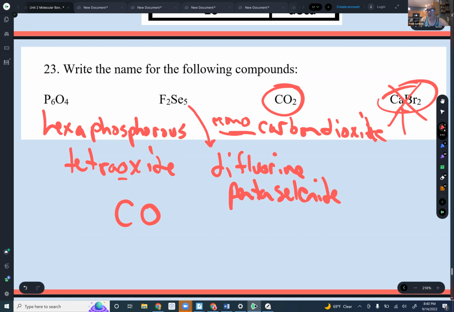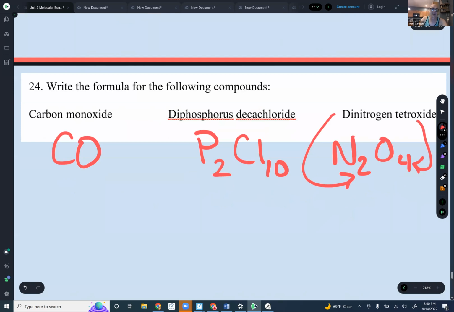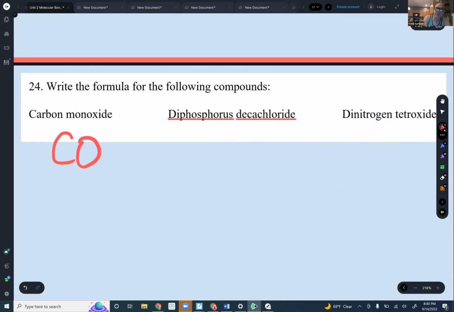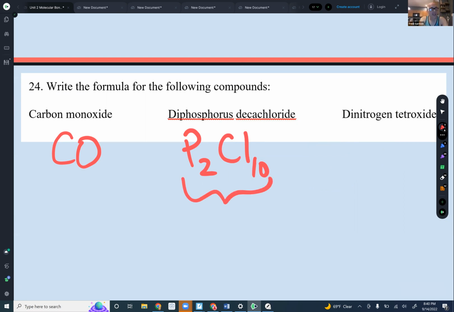And if there are more than 2 elements, it has a polyatomic ion. So here we have our carbon monoxide that I alluded to earlier. And then phosphorus is a di and chlorine is a deca. Here, you want to reduce that, don't you? You do not, because there is no charges.